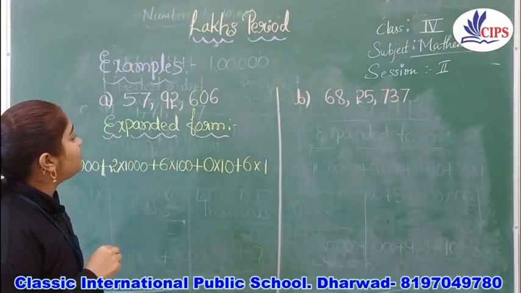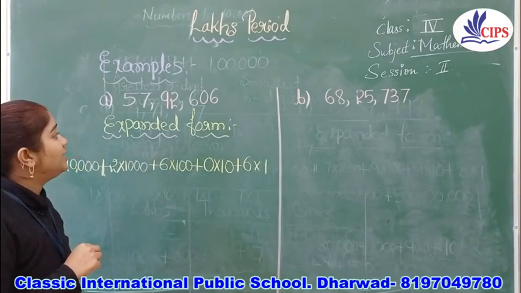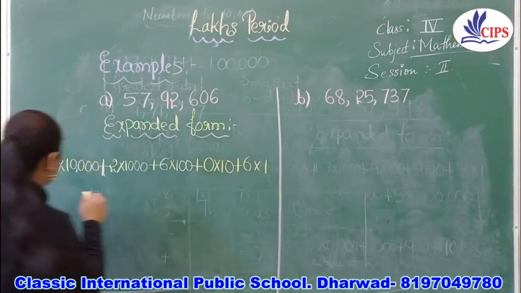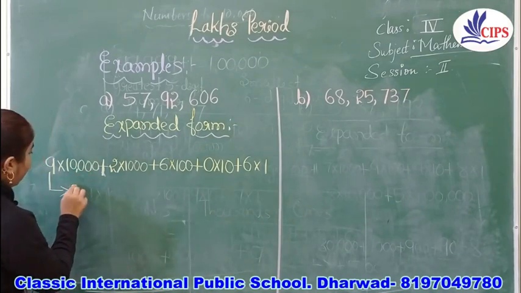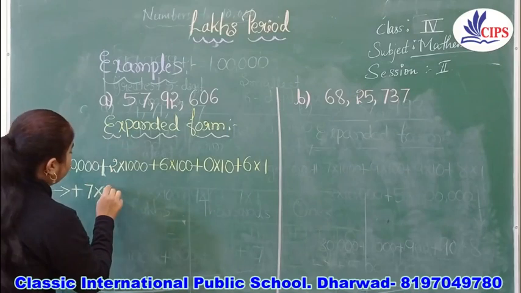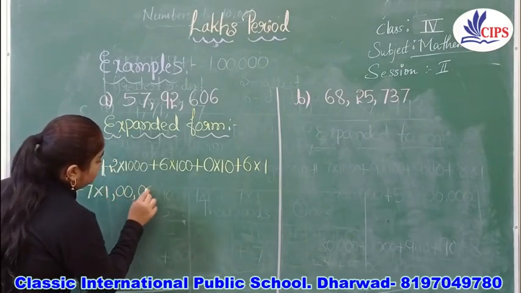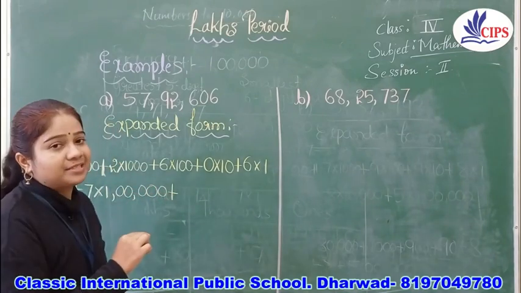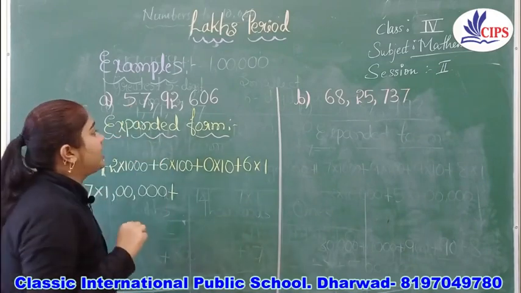7, it is in which place value? It is in the lakhs, right? So 7 into, we'll write down here, 7 into 1 lakh. Next, last but not the least, it is 5.